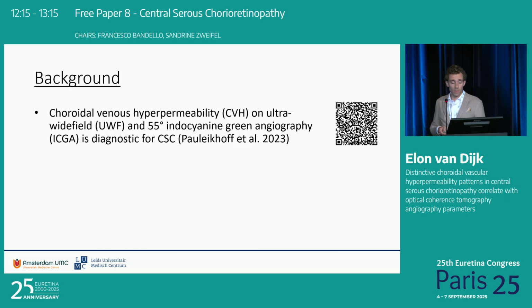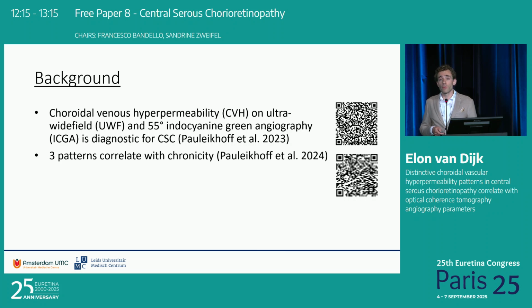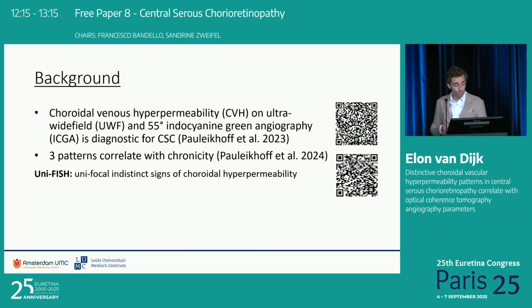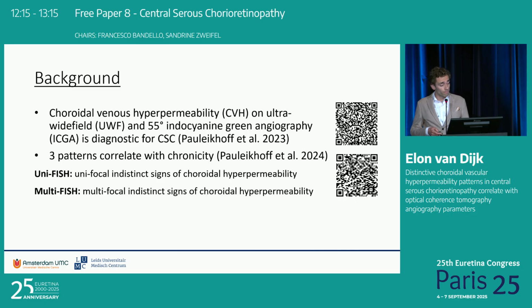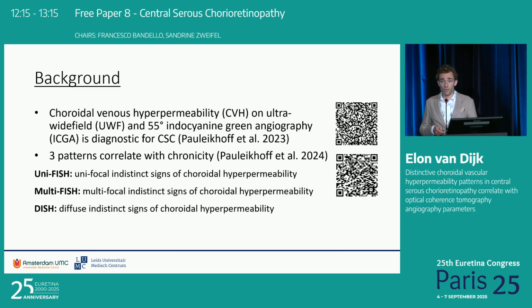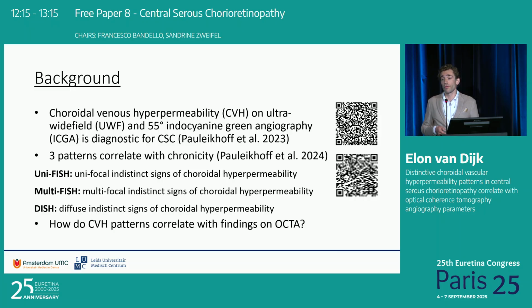We found that the choroidal venous hyperpermeability on ICGA is diagnostic for CSC. And there are 3 patterns that correlate with chronicity: unifish, multifish, and dish. I'll quickly come back to that later. In the current study, we tried to find out how CVH patterns were correlating with findings on OCTA in our CSC patients.